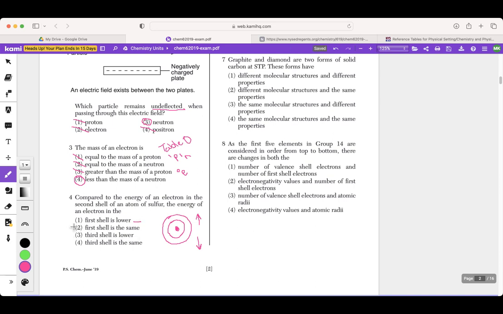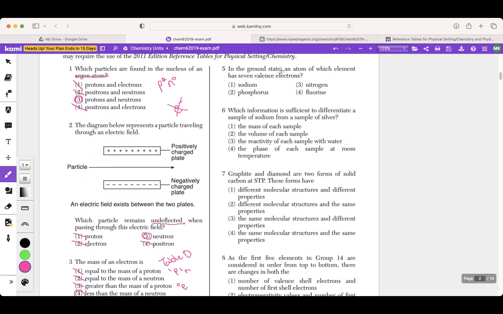Energy is never the same between different shells, so we're going to cross out 2. Third shell lower, well, that's not the case because the third shell will be higher, so there's going to be more energy. And of course, different shells cannot be the same, so we're left with choice 1. So again, as I move up, I need to gain energy. As I move down, I need to lose energy. And this is why when an electron moves from the excited state, up in orbital, down to the ground state, a lower orbital, light energy is emitted because I need to release that energy to move down.